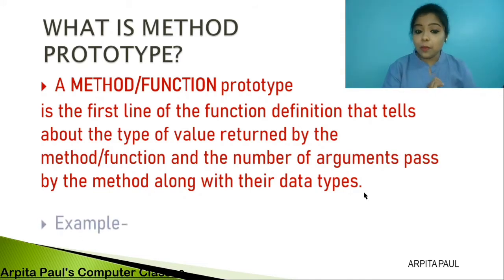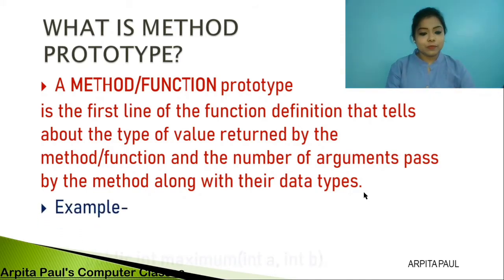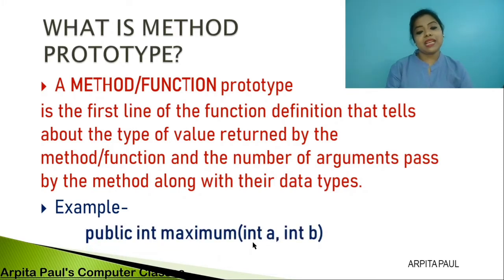Let me show you one example: public int maximum(int a, int b). Here maximum is the method name. It is integer type, that means it will return an integer value. As we have mentioned the access specifier public, it is accessible to all other methods within the class. Then we are passing two variables a and b which are integer type. Everything is defined within this first line, the method declaration. This is called the method prototype.